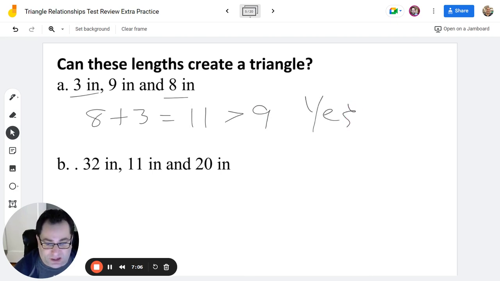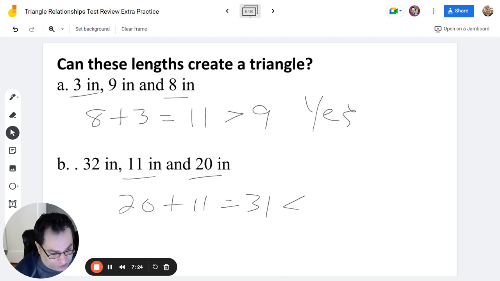And then in example B here, we have 11 and 20 as the smallest sides. So we do 20 plus 11, which is 31, which is less than 32. Also, if the third side is equal, you do not get a triangle either. Because the added sides are not greater, we would say the answer is no.